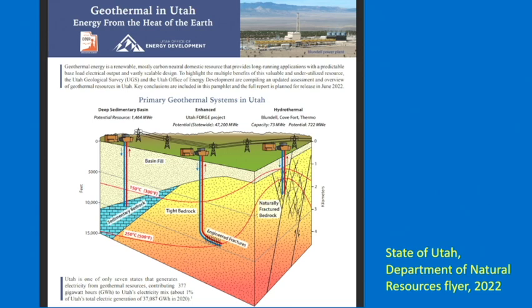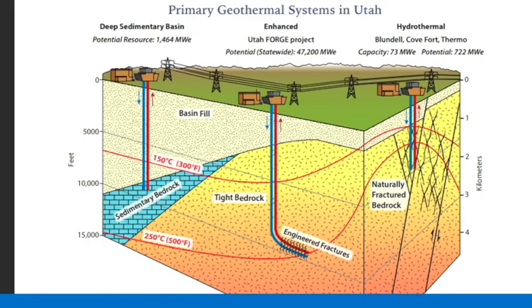Okay, so here's a flyer put out by the state of Utah Department of Natural Resources. I think they just put it out now, but just to show you examples of what kinds of geothermal systems we have in Utah. I just enlarged it in the next slide. So these power plants are called hydrothermal, right? Because we're producing hot water, and that's making steam that drives the power plants and makes electricity.